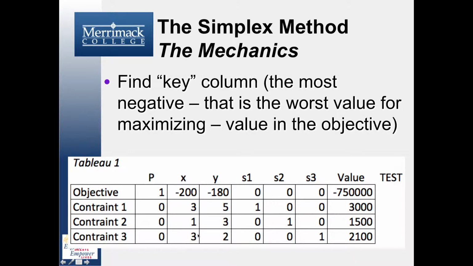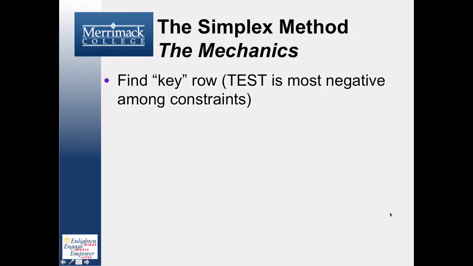So the first step then is to identify what is called a key column. That is, what's the worst possible value of x and y that would work against maximizing? And of course, it's the most negative, right? So that's the key column. And to find the key row, I have to do a test over here of the constraint variables.